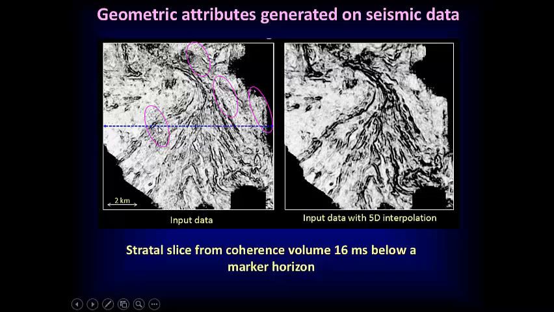Now, what we can do is, during processing, we can get rid of this artifact, and that we can do with the help of what we refer to as 5D interpolation. That means it interpolates data in an intelligent way in five different dimensions, and then gives us some data that we see missing in the input. As you see to the right, there is a lot of definition that has been brought about. The channel system looks much more coherent, and the missing traces have been filled up.